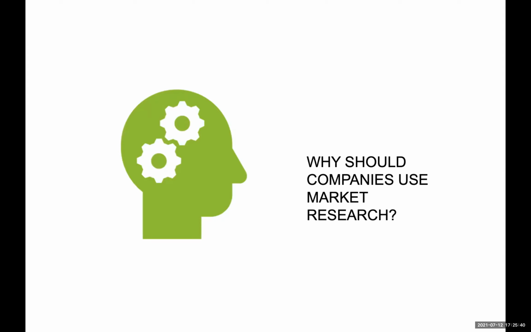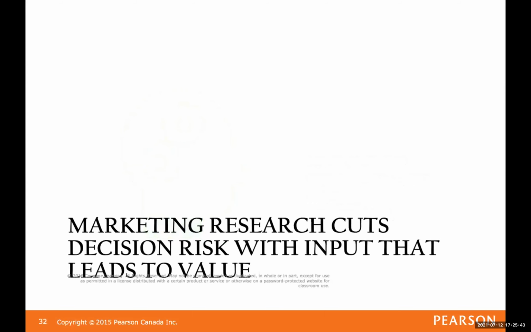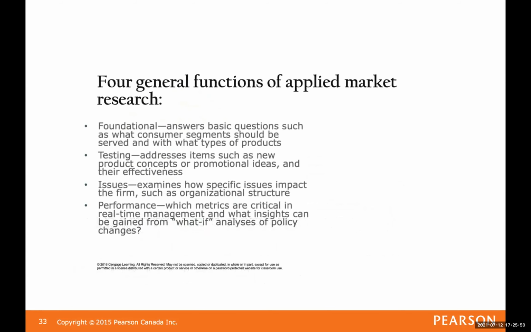All right, so why should companies use market research? Marketing research cuts decision risk with input that leads to value. To some extent we have talked about this, and we looked at the 4 general functions of applied market research, answering basic questions such as what consumer segments should be served and with what types of products. Testing products, we talk about, for example, if there's a new drink or a new flavor or a new meal, usually you do testing. And you can do that by way of qualitative research.